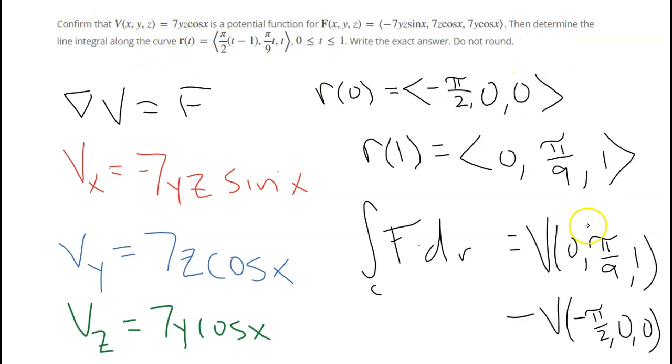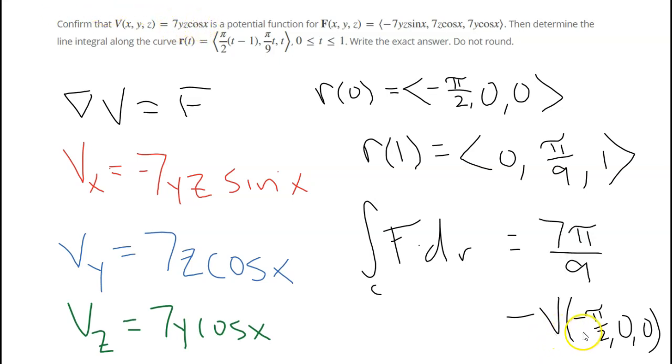So I'm going to plug 0 in for x into this. All right, the cosine of 0 is 1. I'm going to plug in pi over 9 in for y. All right, so that's going to be pi over 9 right there, and then the z is going to be 1. So 7 times pi over 9 is 7 pi over 9 times 1 is 7 pi over 9. Cosine of 0 is 1. So this part is 7 pi over 9.